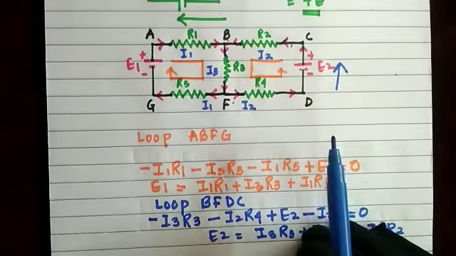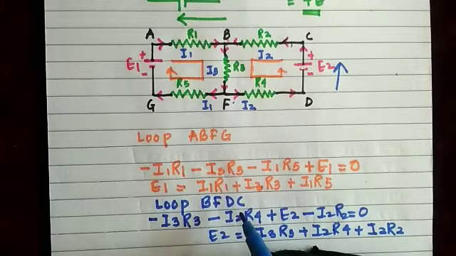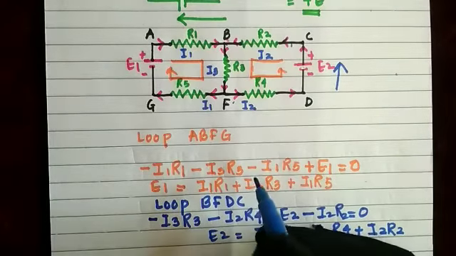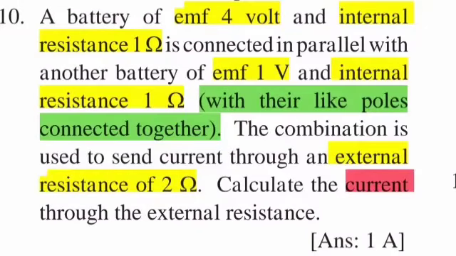For further explanation, I will take one numerical from your textbook. The numerical is an unsolved numerical. So let's see, here is a question. A battery of EMF 4 volt and internal resistance 1 ohm is connected in parallel with another battery of EMF 1 volt and internal resistance 1 ohm with their like poles connected together. The combination is used to send current through an external resistance of 2 ohm. Calculate the current through the external resistance.